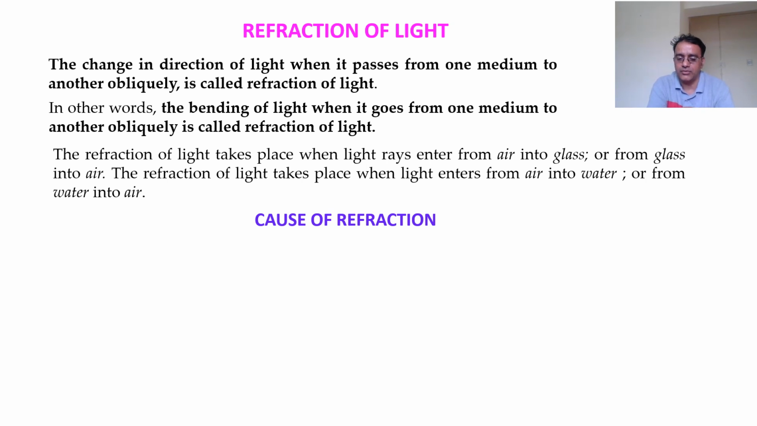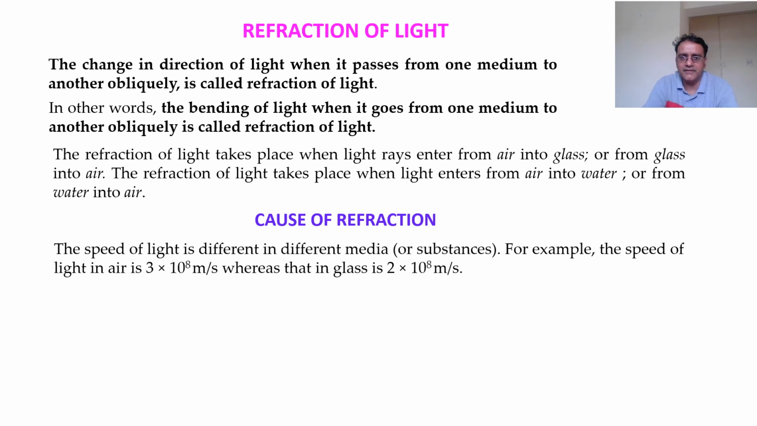Bending of light क्यों होता है? Actually the speed of light is different in different mediums. For example, the speed of light in air is 3 into 10 to the power 8 meter per second, and the speed of light in glass is 2 into 10 to the power 8 meter per second. So दोनों मीडियम में जब लाइट का स्पीड अलग है, definitely when it travels from one medium to another, it will change its path. Either it will bend, that we will see how it will bend.